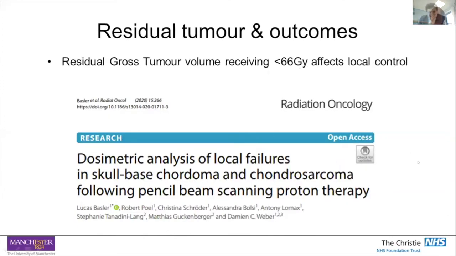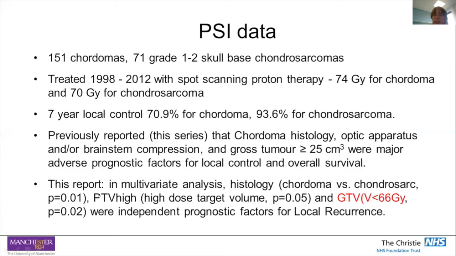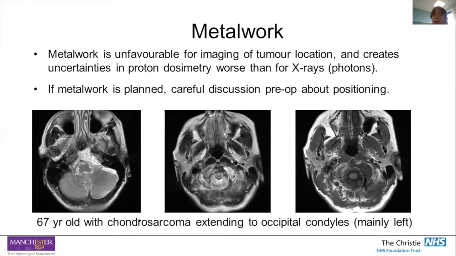So just to mention, residual gross tumour, what's the importance? There's evidence, for example, from this series from the Swiss Proton Therapy Institute, that the residual gross tumour volume receiving less than 66 gray affects local control. And that's probably particularly likely where it abuts optic apparatus and brainstem.